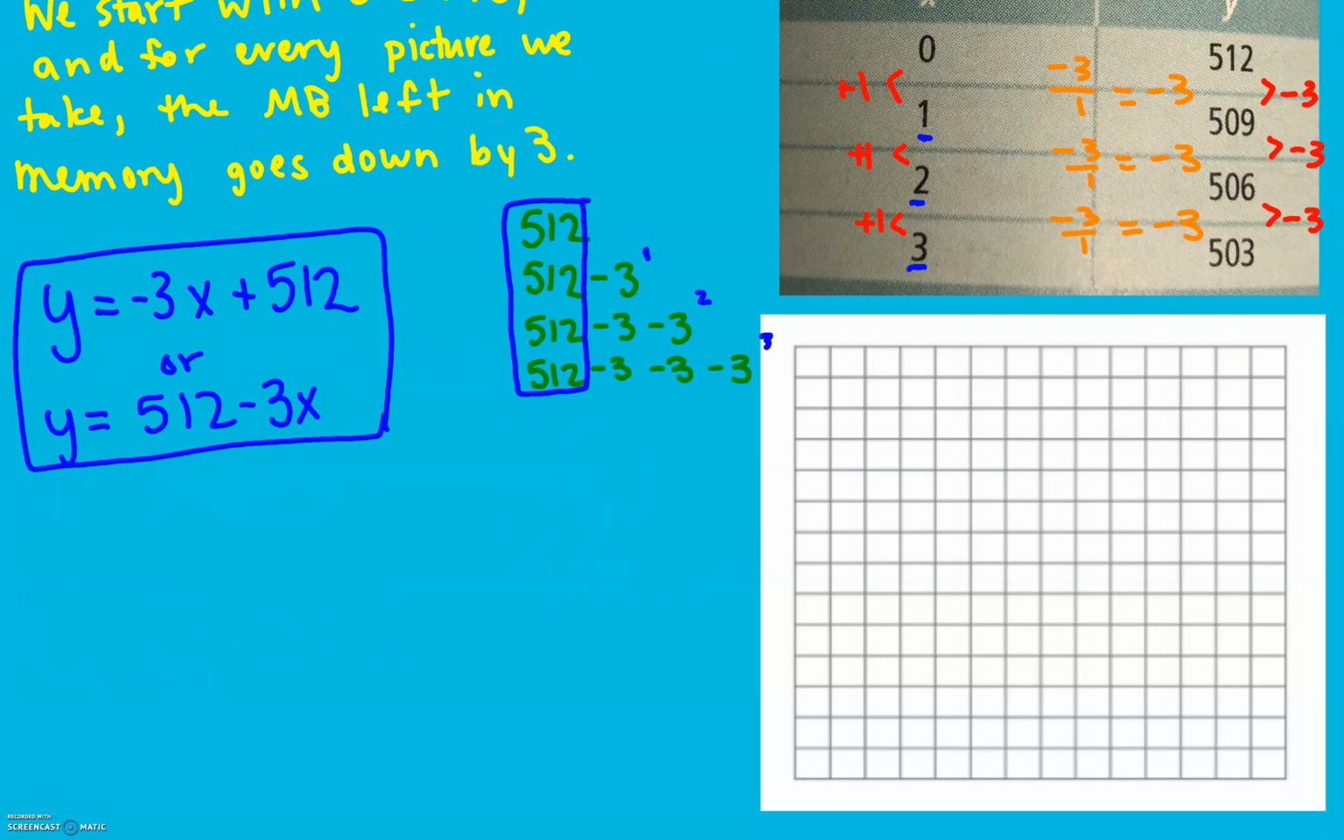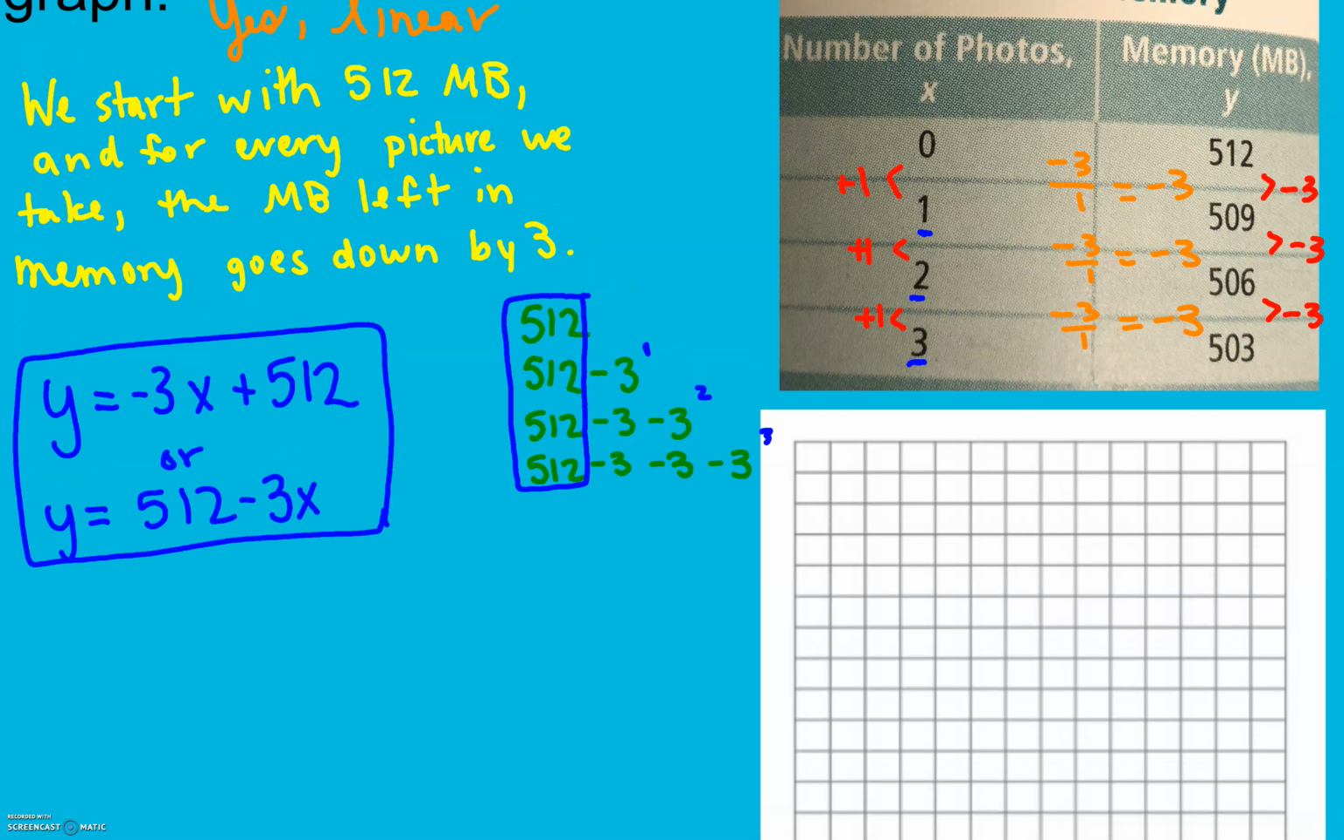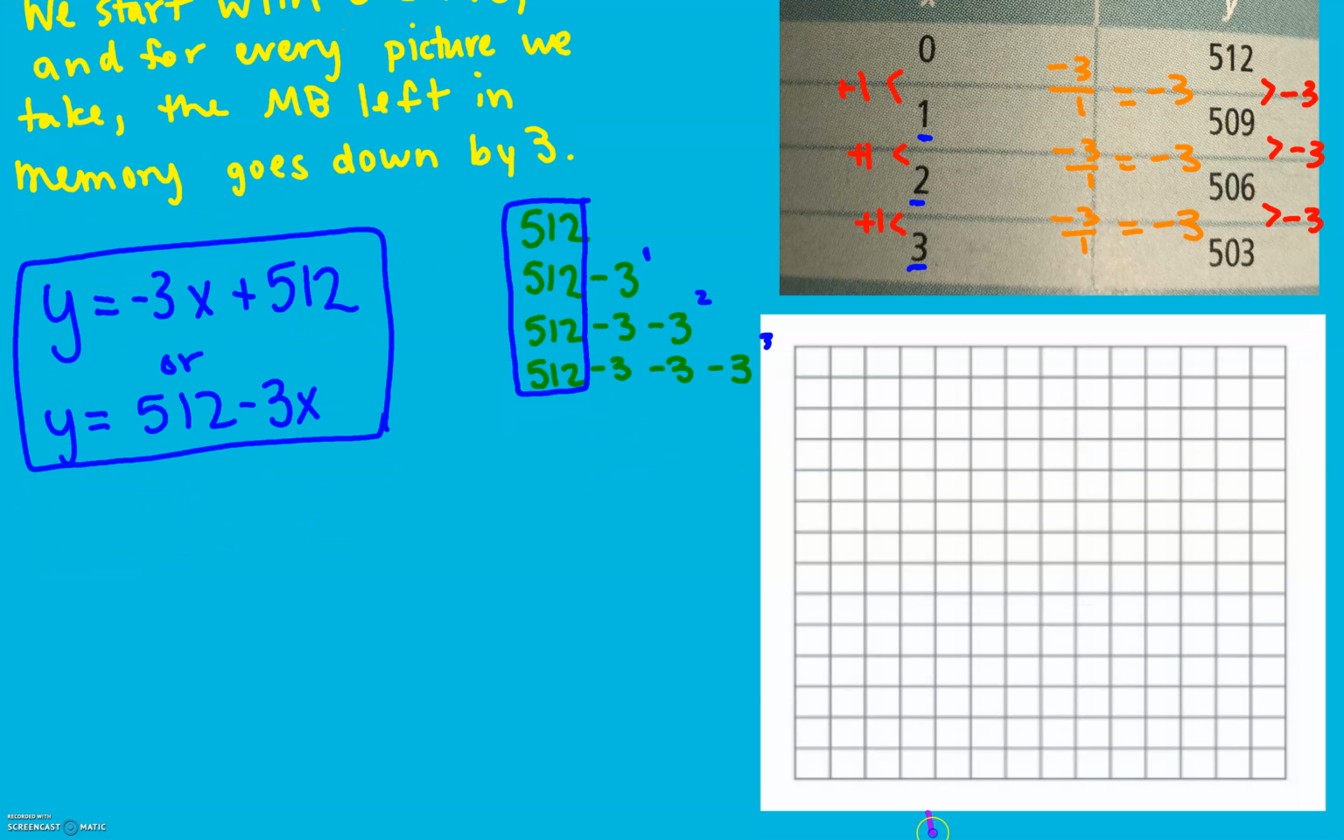And a graph. So our input is our X value. It goes on the bottom. Input always goes on the bottom. And here, that is our number of photos. And here we go up by 1. So again, my corner is 0, 1, 2, 3, 4, and so on. If we look at my megabytes left though, my memory, which goes on my side because it's my dependent output, here we're all the way at 512 and we go to 503.